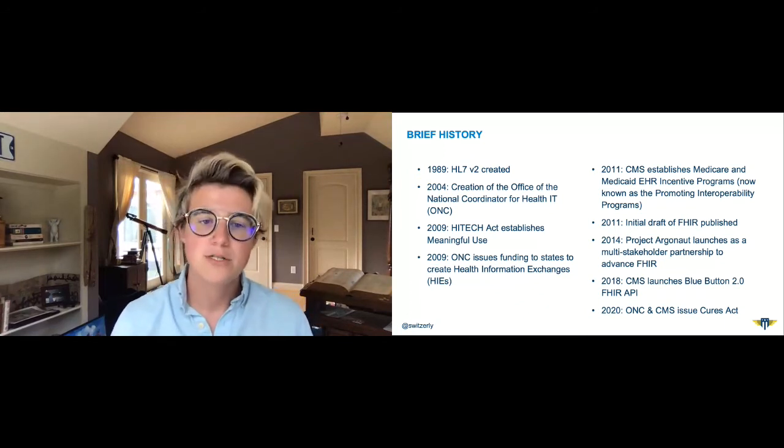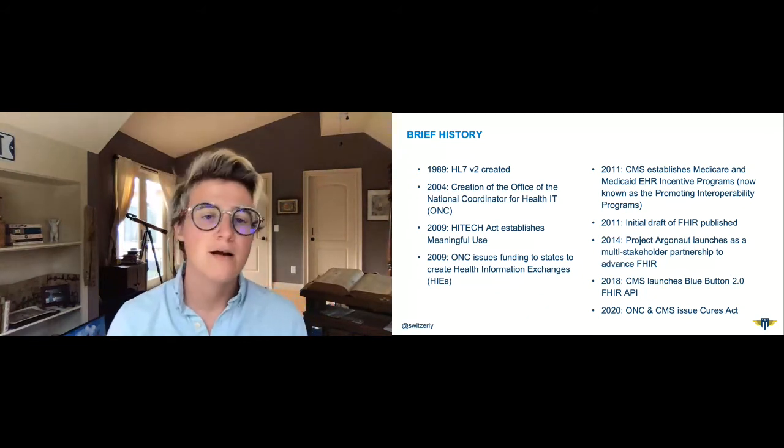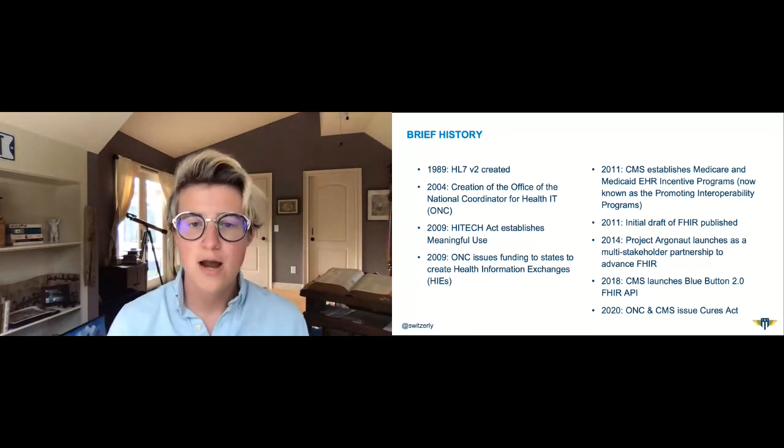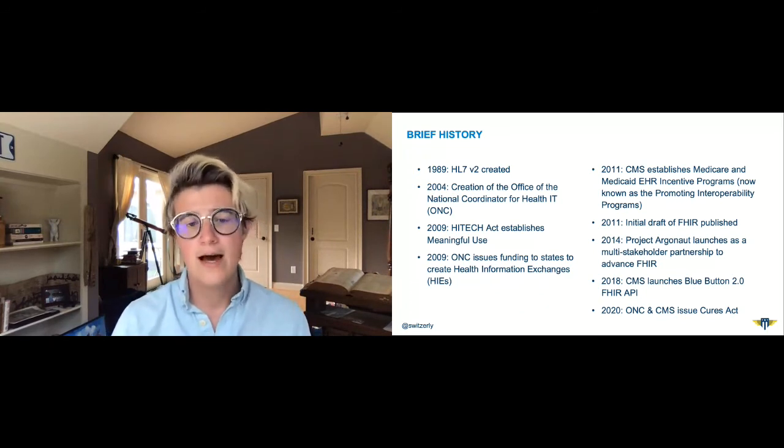They didn't actually publish their first version until 2014, and that's also when Project Argonaut launched. This is a multi-stakeholder partnership to advance FHIR. It brought a lot of the major private companies and some of the nonprofits to the table and got them to commit to pushing FHIR forward. And that's been pretty successful so far.